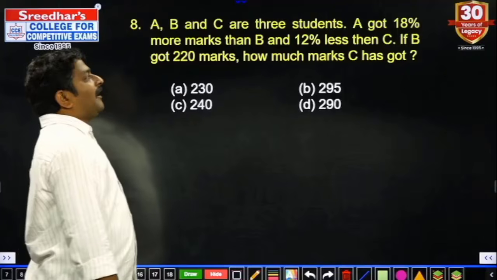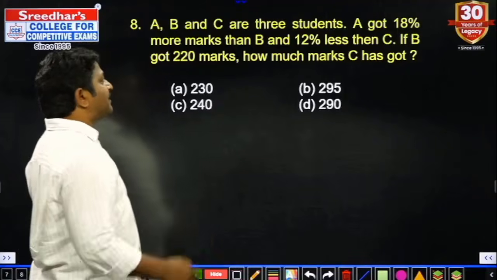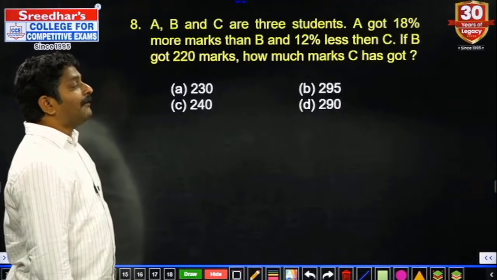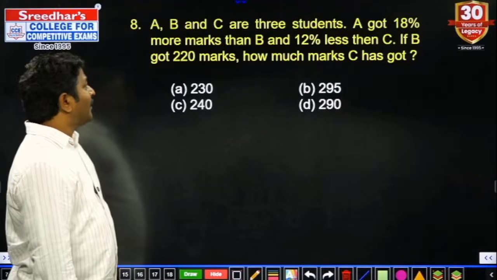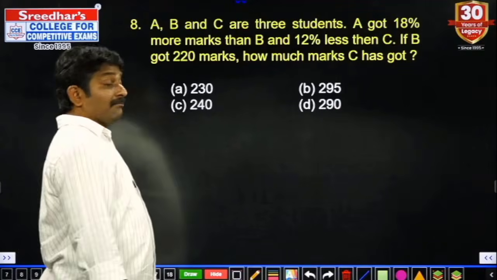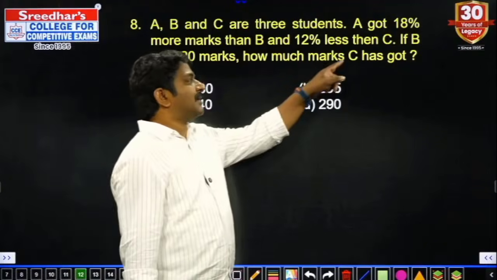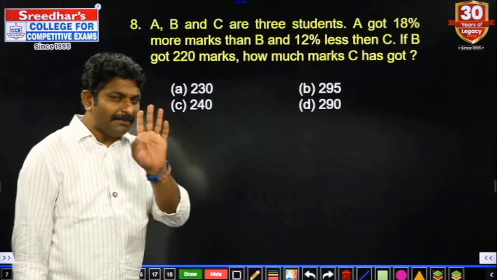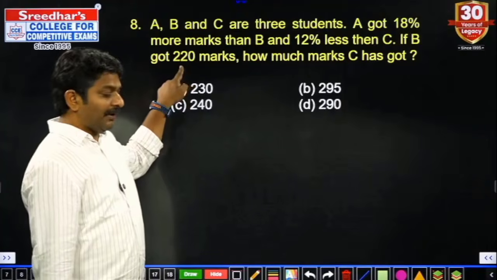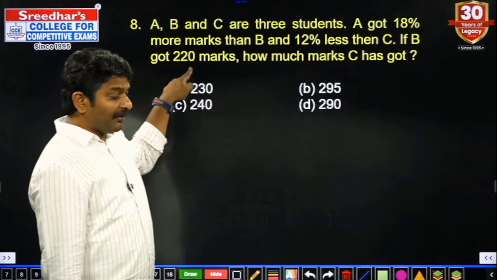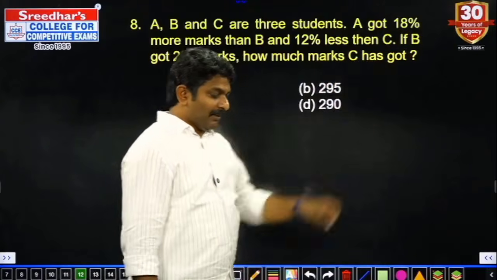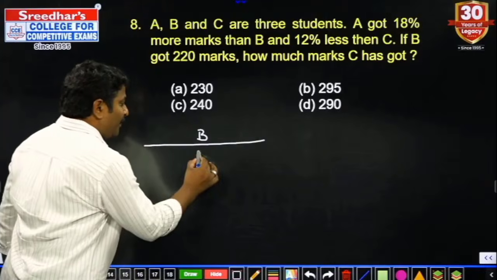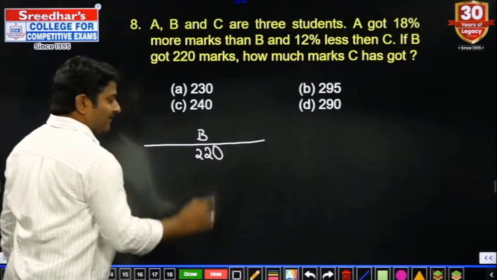Next, A, B, C are 3 students. A got 18% more than B and 12% less than C. B got 220 marks. How much marks has C got? Here we already know one person's marks, 220. Who got 220? B. Let us write B first. B is 220.